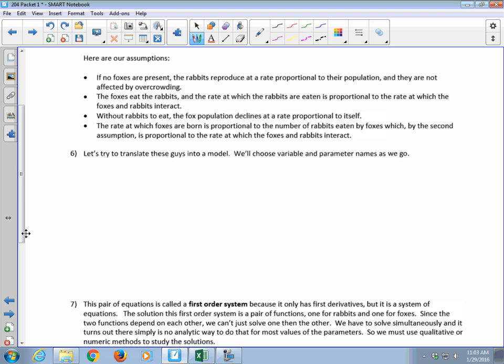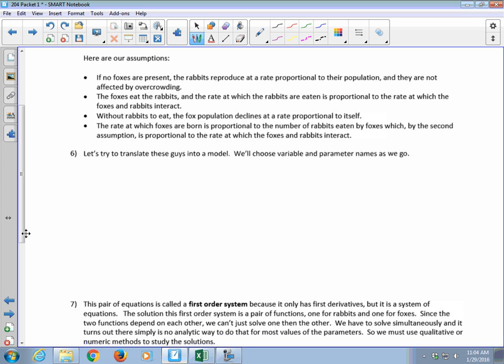All right, so if no foxes are present, the rabbits are going to reproduce at a rate proportional to their population. So we're not going to impose a carrying capacity on them. We're just going to say that it's a Malthusian model if there's no foxes. Foxes eat rabbits, and the rate at which the rabbits are eaten is proportional to the rate at which foxes and rabbits interact. The more often they run into each other, the worse it is for the rabbits, right? And then without rabbits to eat, the fox population will decline at a rate proportional to itself. And the rate at which foxes are born is proportional to the number of rabbits eaten, which by the second assumption was proportional to the rate at which the two interact.